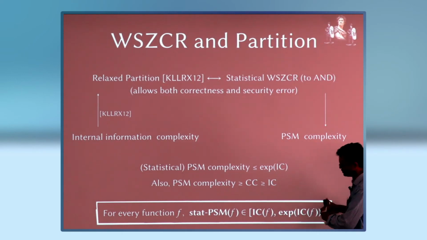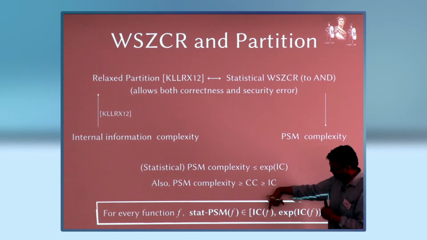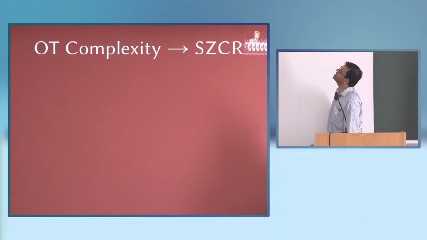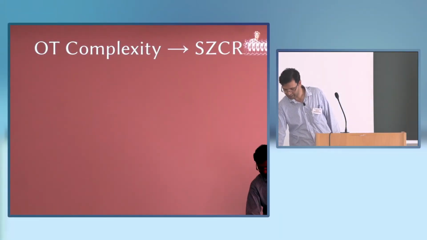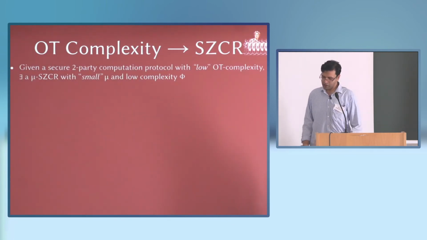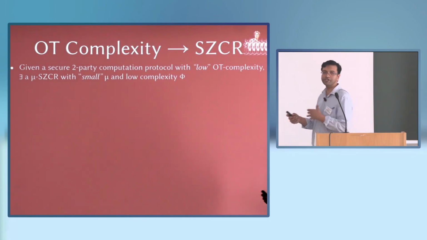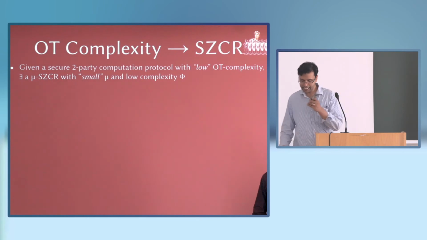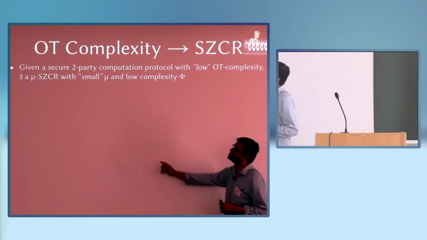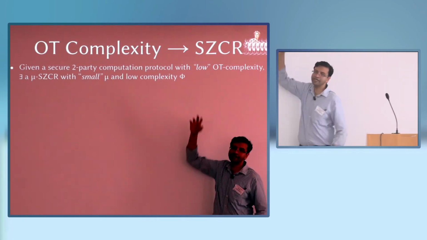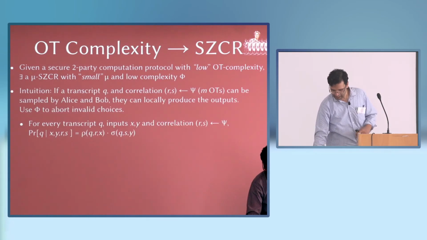We know better upper bounds for the worst case functions, but here, even for easy functions, we can kind of put the PSM within an exponential range, but it's still something, I think, is new. Okay, so in the last couple of minutes I have a connection between OT complexity and Scissor. So our main construction here is that you give me a protocol, a two-party computation protocol using a few OTs, I can translate it into a Scissor with good parameters, namely small mu, so good acceptance probability, and this phi will have low complexity. And the idea is the following.